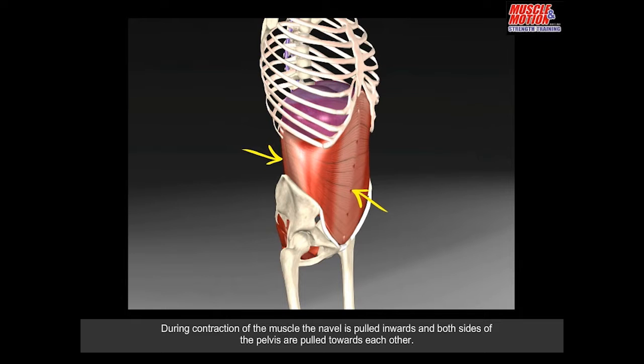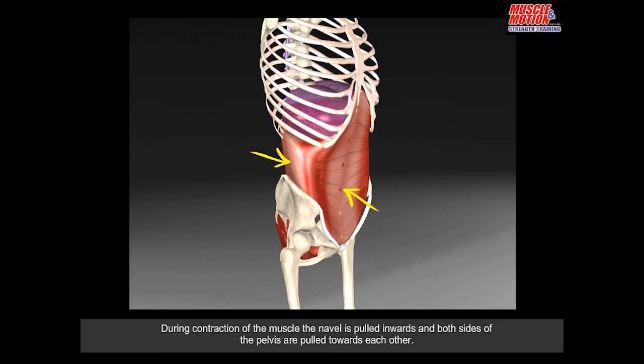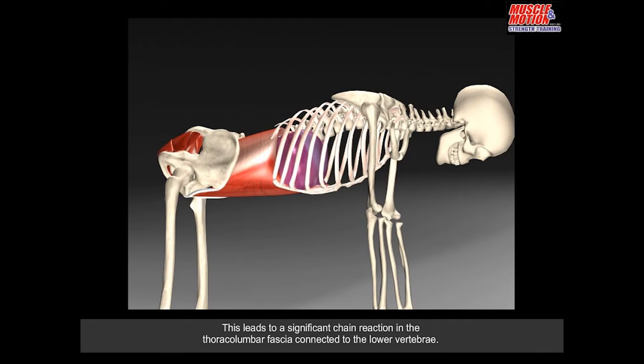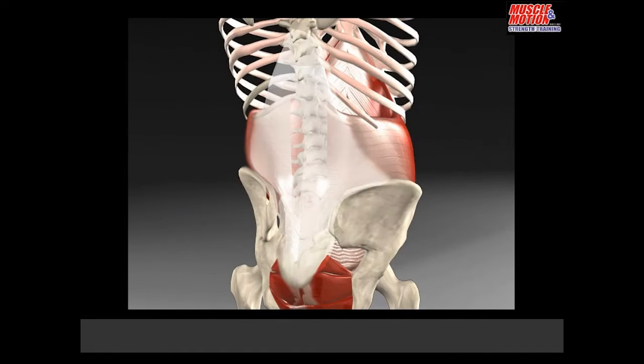During contraction of the muscle, the navel is pulled inwards and both sides of the pelvis are pulled towards each other. This leads to a significant chain reaction in the thoracolumbar fascia connected to the lower vertebrae. Thoracolumbar fascia. The transversus abdominis connects to the tissue.